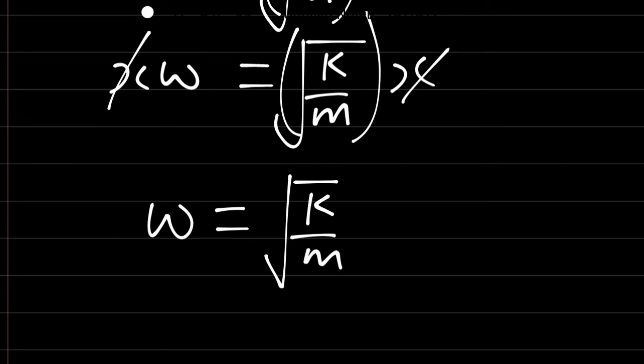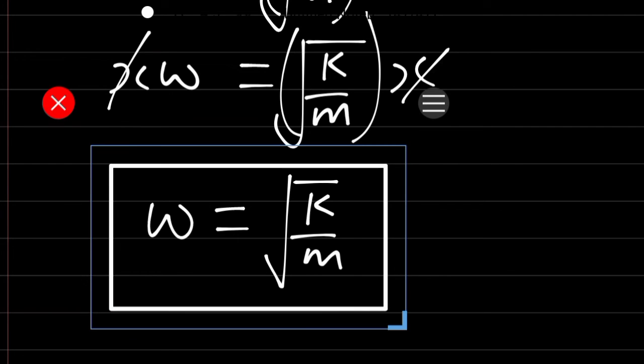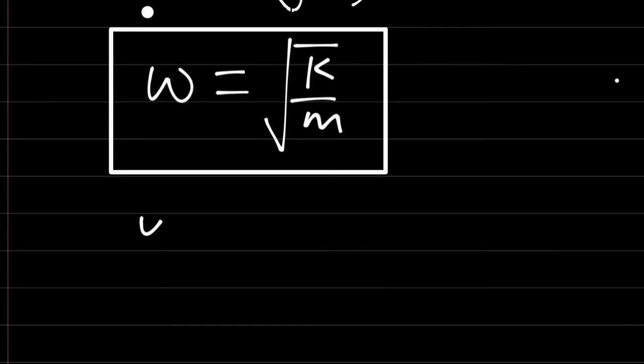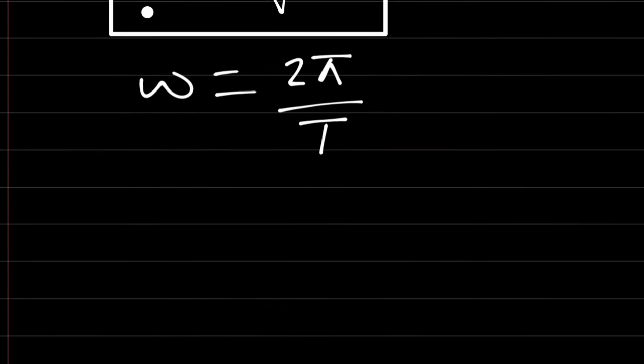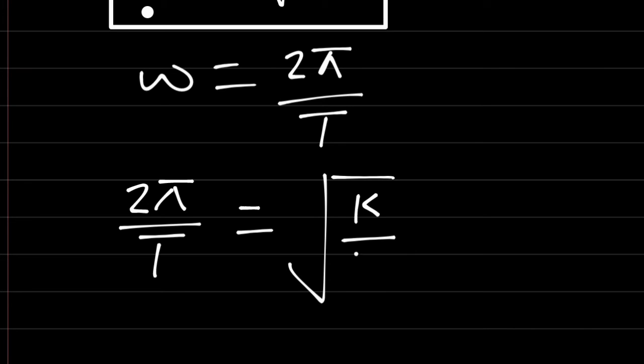over M. This is the formula for calculating the angular velocity when the spring constant is given, and the mass of the load attached to the elastic material. So omega is equal to square root of k over square root of m. But don't forget that omega is still equal to what? 2 pi over T. Therefore, I have 2 pi over T is actually equal to square root of k over m.